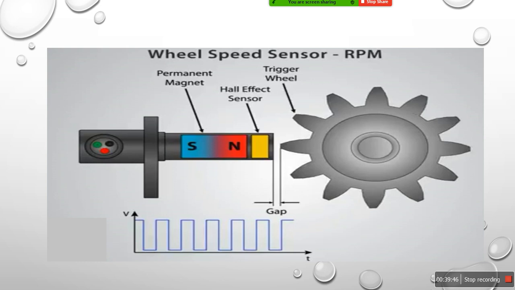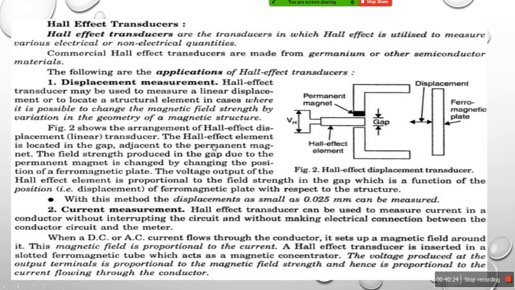Now this is one example or application: the wheel speed sensor. Here you can see in the diagram that this is the Hall effect sensor, which is placed between the magnet and the wheel. When it starts rotating, you can see the shaft, and these are the teeth of the wheel. Between each and every tooth you will have a gap here. So when this starts rotating, it will go from here to here. This is a permanent magnet which consists of a North Pole and a South Pole.